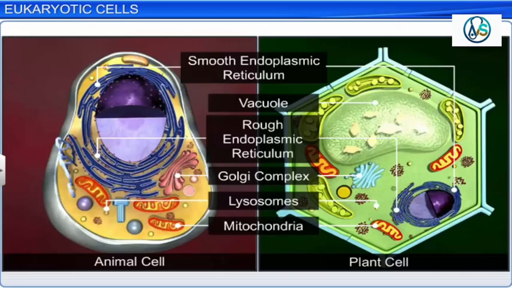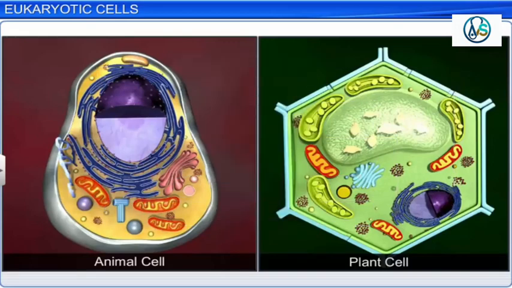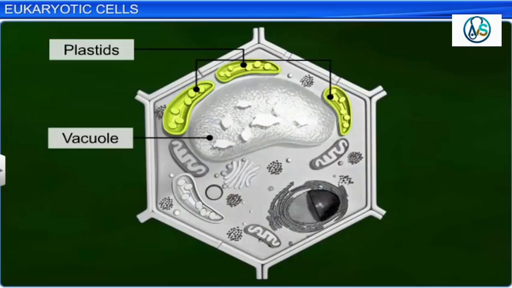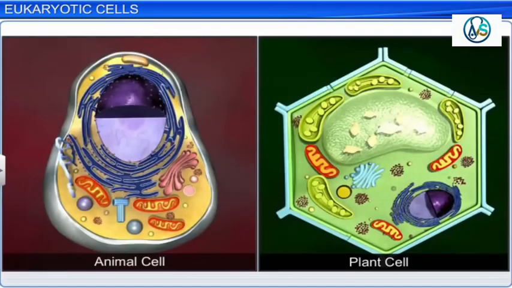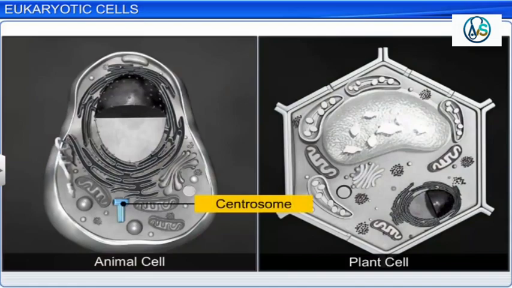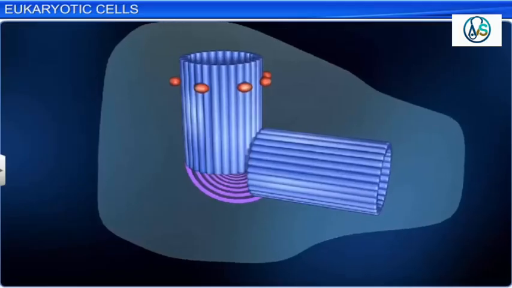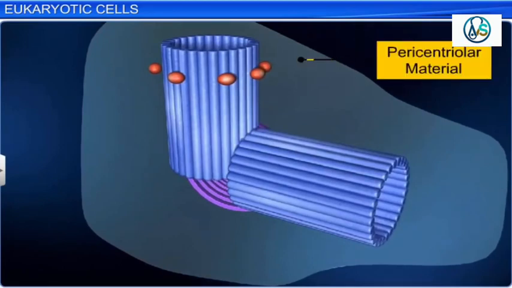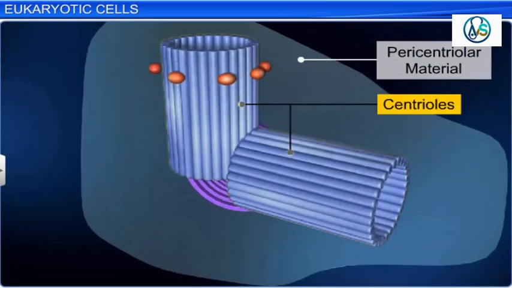However, the cytoplasm of all eukaryotic cells does not contain the same set of organelles. Plant cells, for instance, have a large central vacuole and plastids, whereas centrosomes are only found in animal cells. The centrosome, surrounded by amorphous pericentriolar material, is made up of two cylindrical structures called centrioles that lie perpendicular to each other.